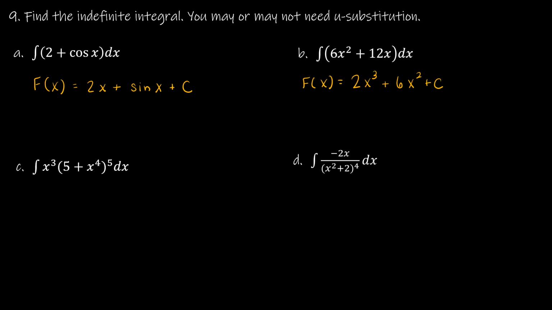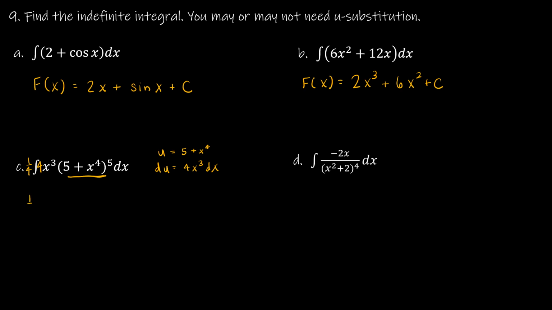For c and d, I actually am going to have to use some u substitution. So whenever you get anything too crazy, not a bad idea to set up a u. So u in this case is going to be 5 plus x to the 4th. Now why did I choose that? Because now I can call this u to the 5th. du is the derivative of u, which is 4x cubed dx. So I'm going to know that I need 4x cubed, so I'm going to put a 4 here, but if I put a 4 there, I have to put a 1/4 on the outside.